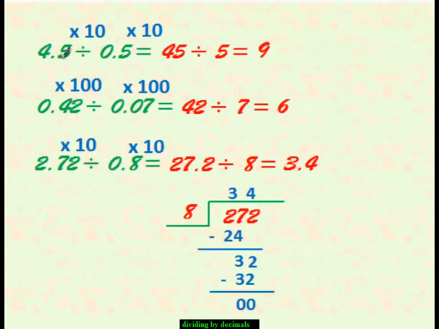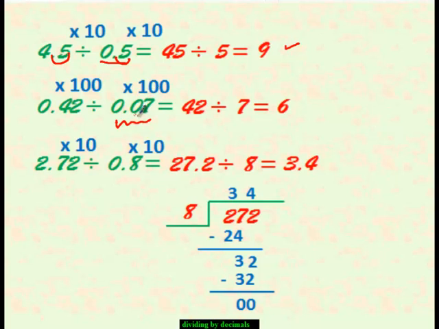Here I have 4.5 divided by 0.5. What should I do? I look at the divisor. Here the divisor is 0.5. I have to get rid of this decimal point, so I have to multiply by 10 and multiply the other number by 10. The decimal will move one step to the right, so the number will be 45 divided by 5. It will be 9.